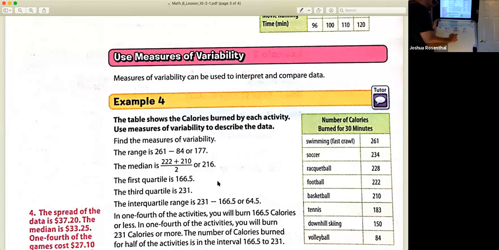My IQR, I subtract. What's that going to be? 231.0 minus 166.5, 64.5. That's my IQR, not my IQ, hopefully. And then 64.5 times 1.5. We're looking for outliers now. 96.75 is what I'm going to add.